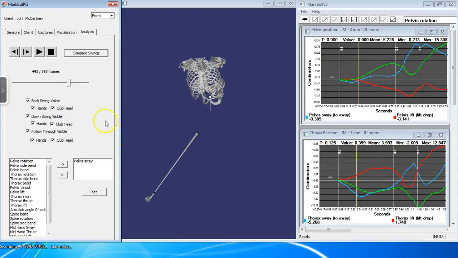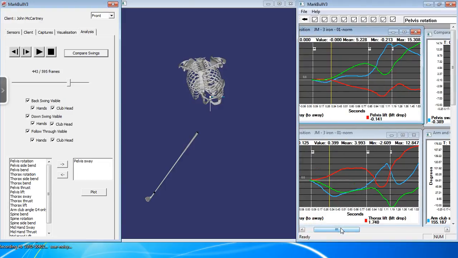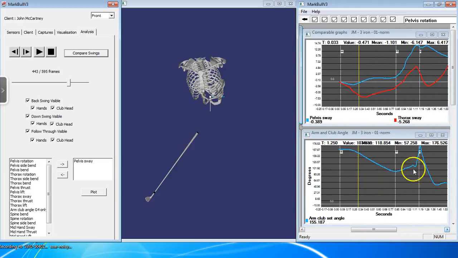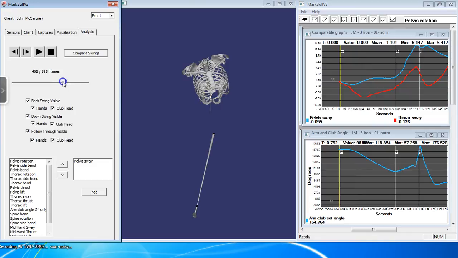When we look at 3D motion capture, what was really useful is that now we can plot and see. This one's very obvious, but it can be a little less obvious. Now I've got a comparable graph on the top here, and what it shows me is what's the first thing that's moving out of position. That's really the first thing to break down, which in this case, the red is thorax sway and the blue is the pelvic sway.